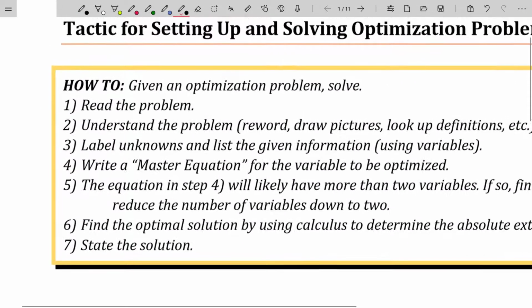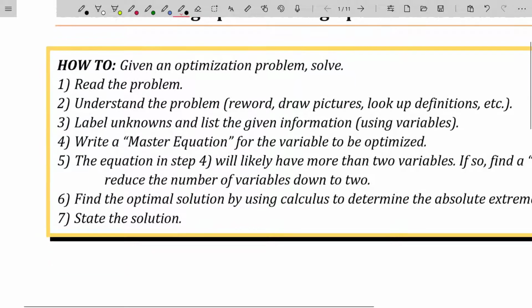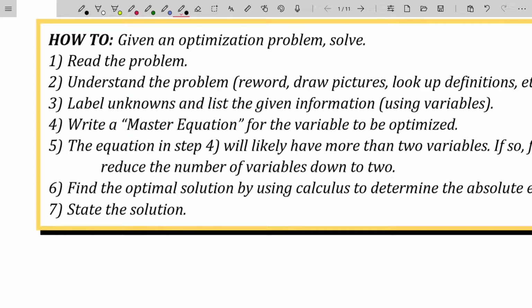You can look up definitions, for example. Maybe something is confusing to you. You might want to look up a definition to see what they mean by, I don't know, marginal cost or something like that. So all of that stuff is kind of necessary to pull things together. Step 3. Again, I kind of copied this from my related rates how-to. So some of this is more applicable to related rates, but it still applies to optimization problems.